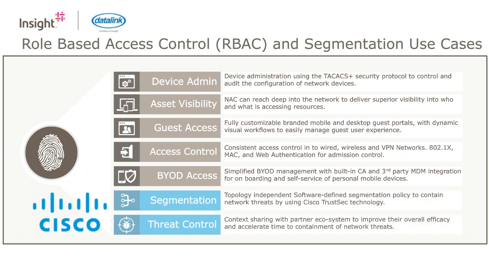So, our role-based access control use cases. One of the great things about this solution is the flexibility, where we can individually do solutions. They don't all have to be together or not at all. A lot of industries or organizations will really care about asset visibility or access control and device administration. Other industries really care about BYOD access, using all that information to apply a different layer of security, such as segmentation or rapid threat defense or threat control. These are all the typical use cases that you'll see in our segmented and next-gen network environments.